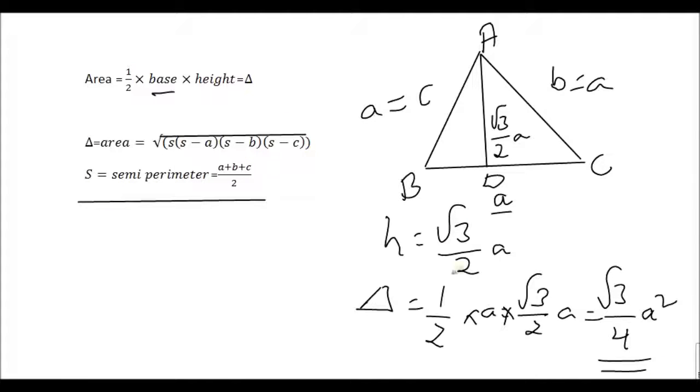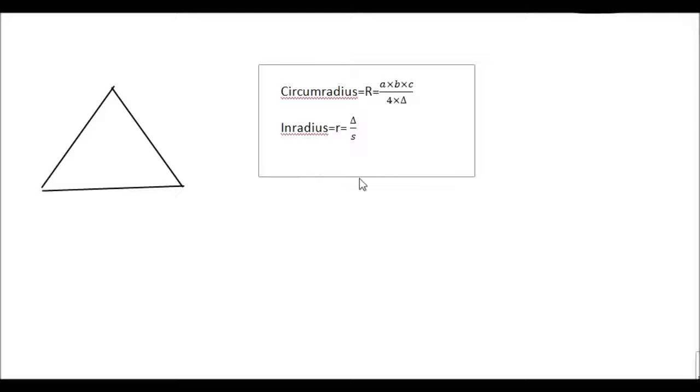You need to remember these formulas from the exam point of view. You also need to remember the height or altitude of an equilateral triangle, so h is equal to root 3 by 2 a. This is very important. And these are two more important formulas for any triangle.